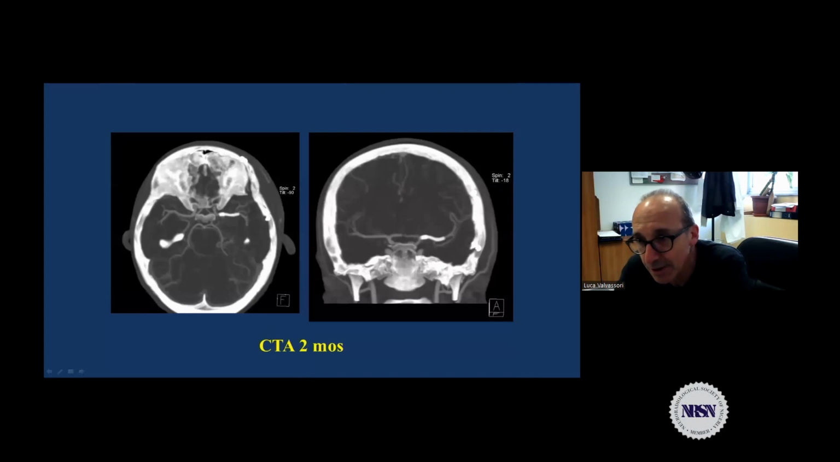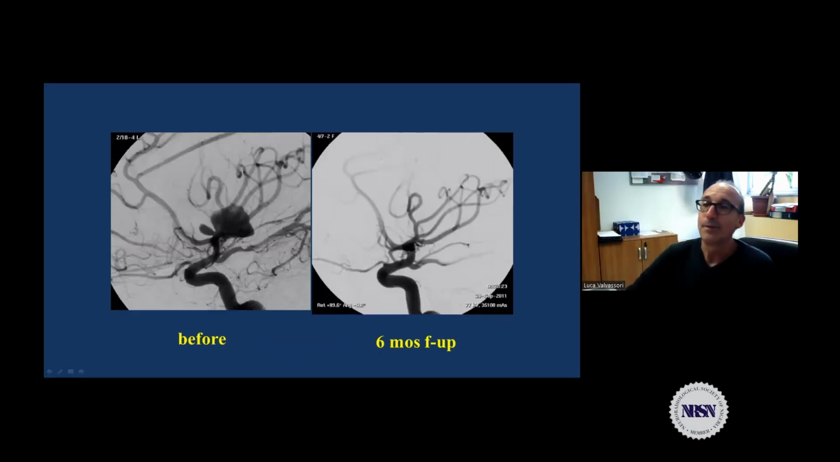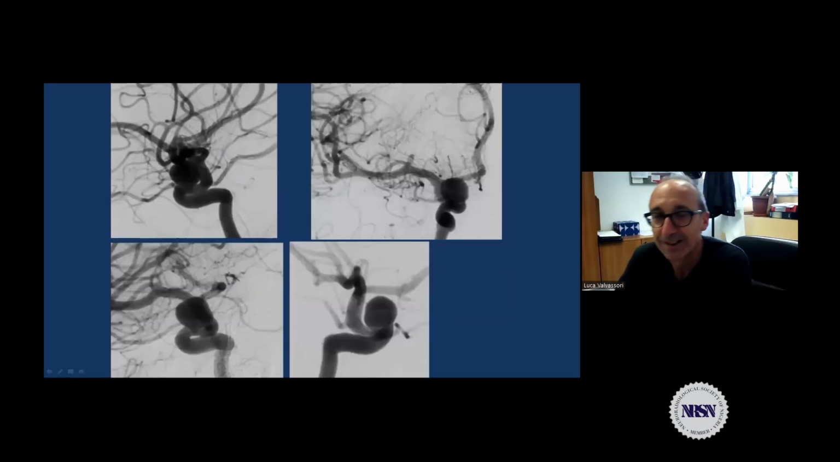And this is the flow diverter CTA at 2 months. Everything is thrombosed. This is before, and this is the angio at 6 months. And the patient is really fine. This was many years ago, let's say at least 10 or 15 years ago. The patient has grown up now. He's attending the university in his city.